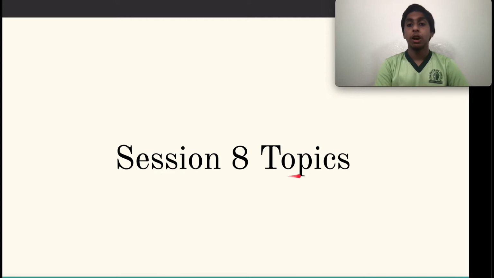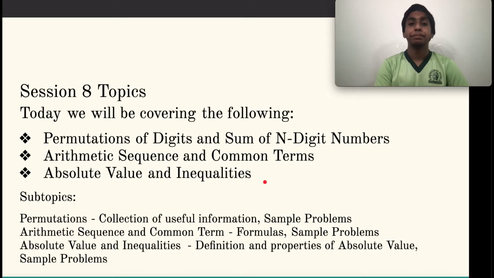So session 8 topics. What are we going to be learning today? Today we're going to be covering the following broad topics: permutations of digits and the sum of n-digit numbers, arithmetic sequences and common terms, and absolute value and inequalities. Underneath all these topics, we have some subtopics like collection of useful information, just some basic knowledge that you need to know, formulas, the definition and properties of absolute value, and we're going to be doing exam problems for each of these topics so we know how to do them. Okay, so let's get right into it.